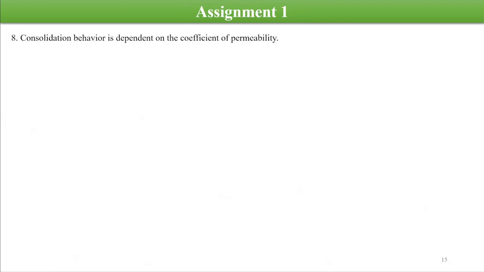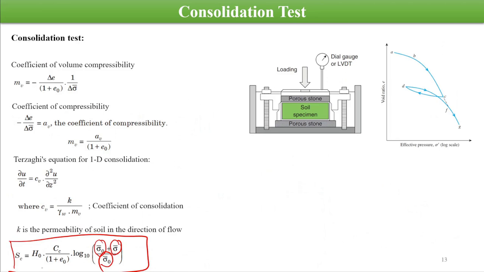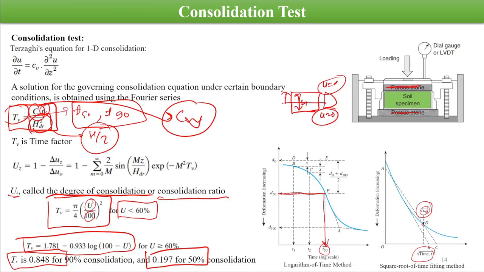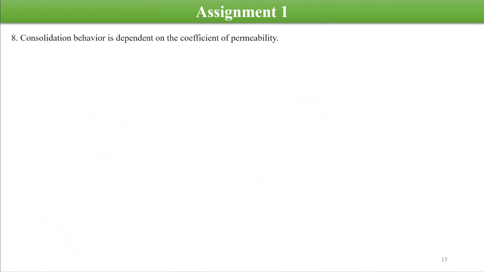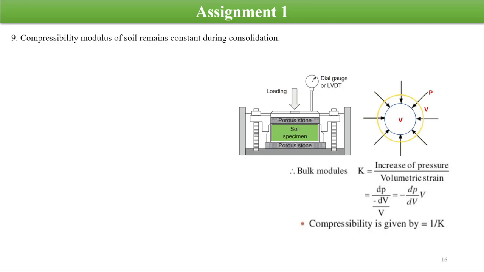So one of the questions is whether consolidation behavior is dependent on the coefficient of permeability. If we look at this formulation here, this is the coefficient of consolidation, which determines the consolidation behavior of the material. CV is a material constant and it determines the consolidation behavior of the material. It depends on the coefficient of permeability, K. So in that case, I think you can answer this one, that consolidation behavior is dependent on the coefficient of permeability.